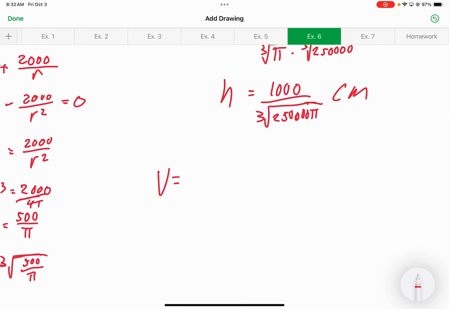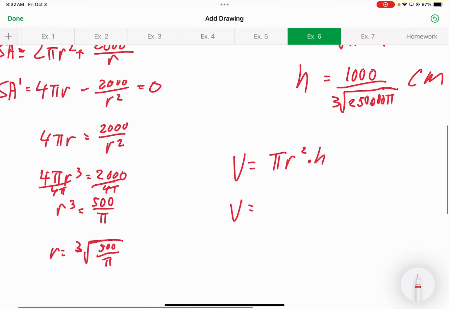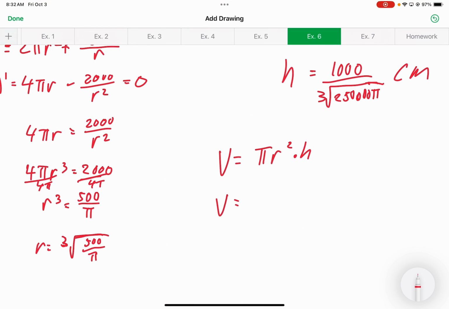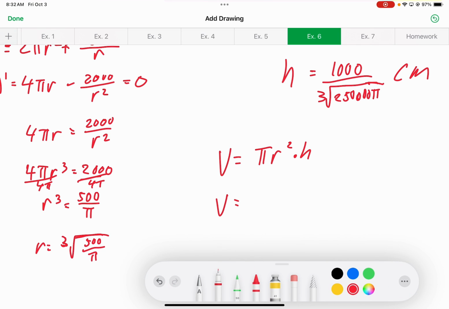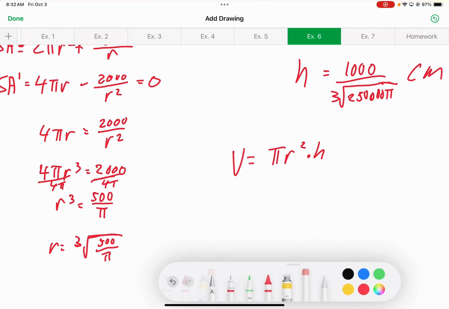Volume equals pi r squared times height. We came up with an expression for r. We came up with an expression for h. Oh yeah, it would equal 1,000. That is what my volume is. Its surface area is what we want to maximize, right? So we'd have to plug it into the other equation. I'm not going to do that.